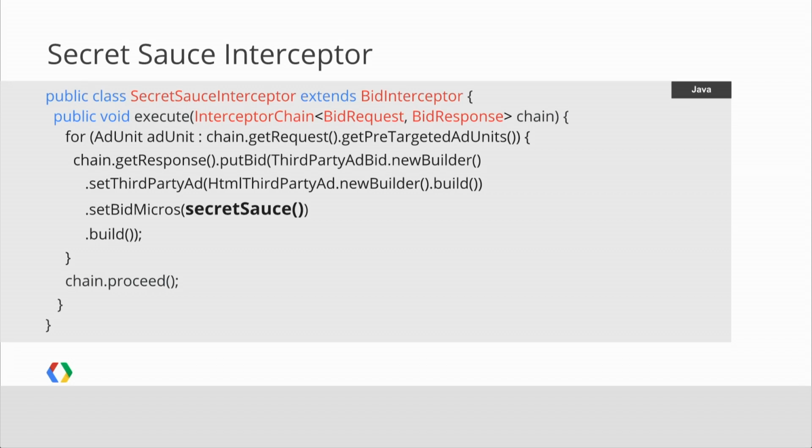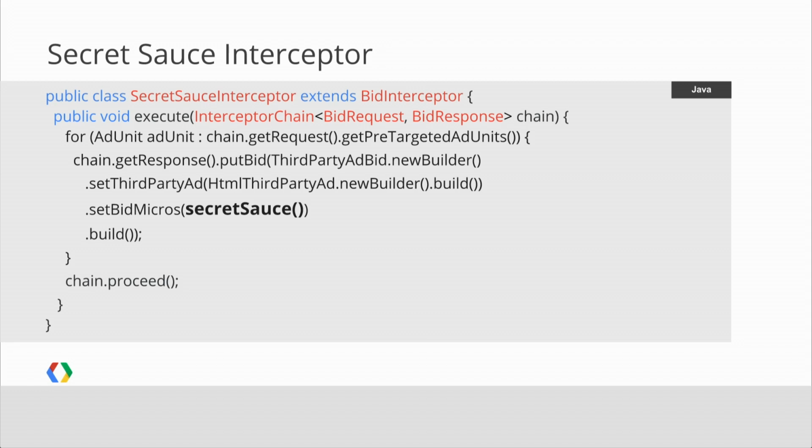So here's a sample interceptor. It's my secret sauce interceptor, and not surprisingly, it extends bid interceptor, and through the execute method, you get access to the chain. And notice just at the very bottom, I call chain.proceed. So anything before that is going down the stack, right? So I go interceptor by interceptor by interceptor going down. Any work that I do after chain.proceed is on the way back up. And this is really cool for logging, if you want to have access to decisions that other interceptors made.